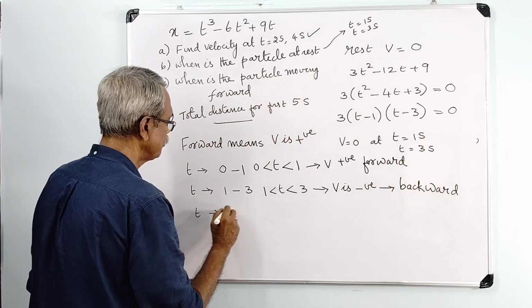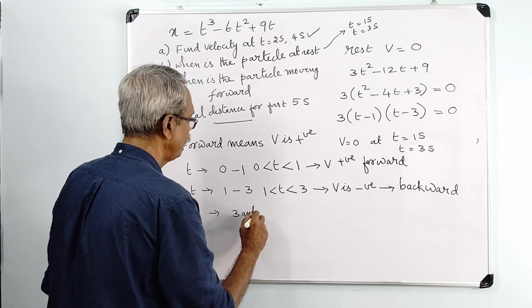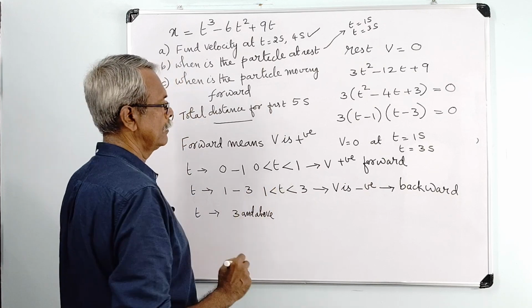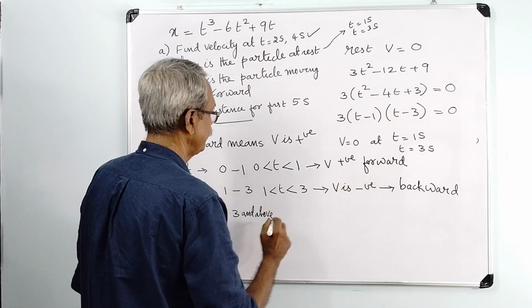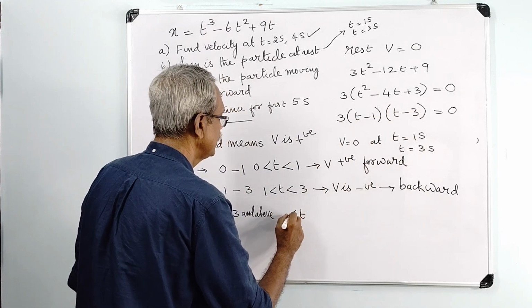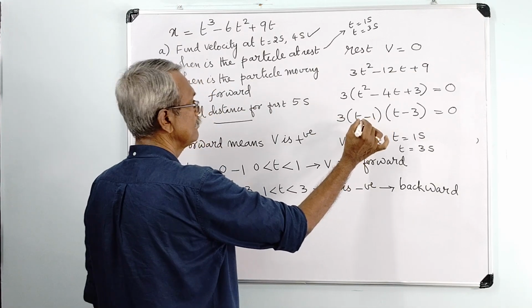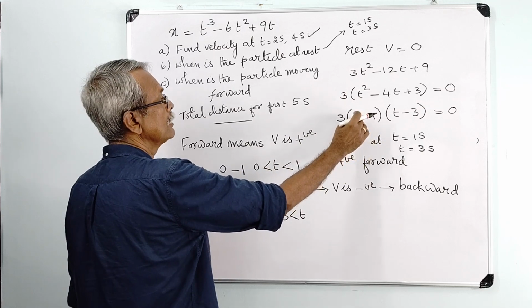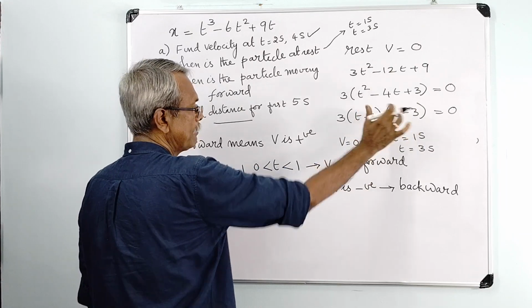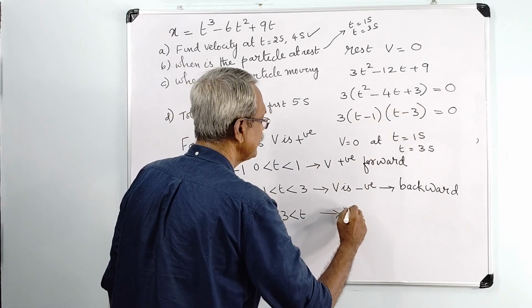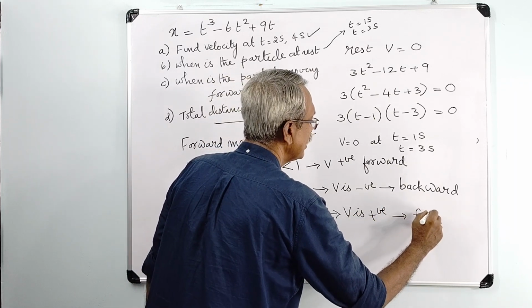When time is between 3 and above, we know that this will be positive and this also will be positive. Therefore, t is greater than 3. Then this will be positive. For example, imagine this is 3.5. This is 3.5 minus 1, that is positive. This is 3.5 minus 3, that is positive. Therefore, the product will be positive, and therefore in this situation, v is positive. And therefore it moves forward.